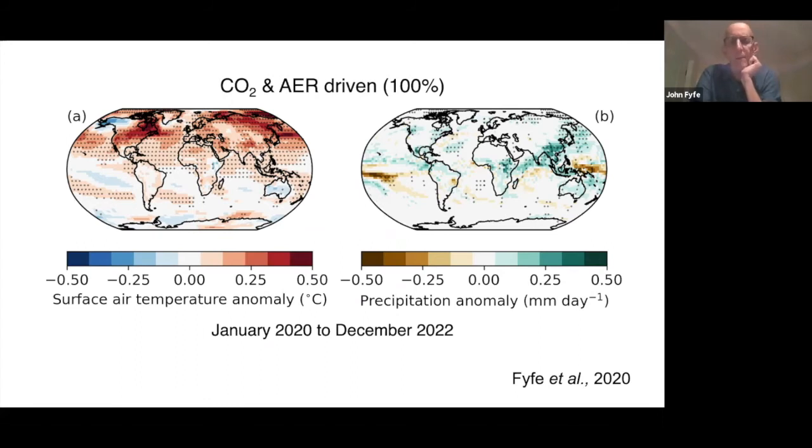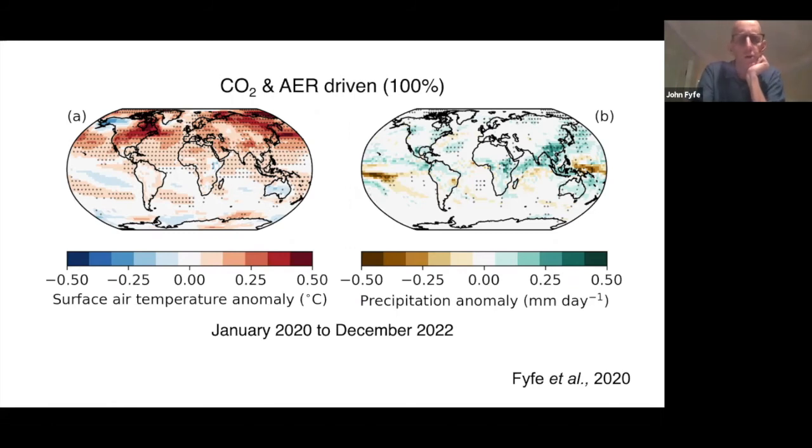And what you're looking at here are maps of change. So these are anomalies averaged from January 2020 to December 22. So that's the first 36 months of our simulations. We have temperature on the left and precipitation on the right. In the case where we reduced emissions by 100%, highly unrealistic in the current context, but we really wanted to drive the system to see where we get.